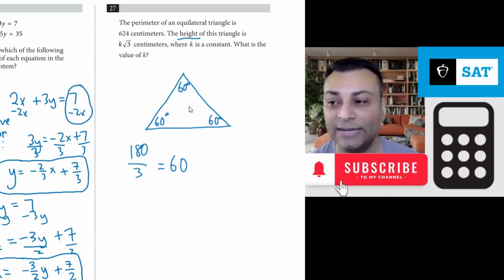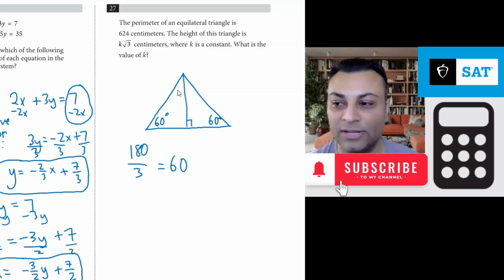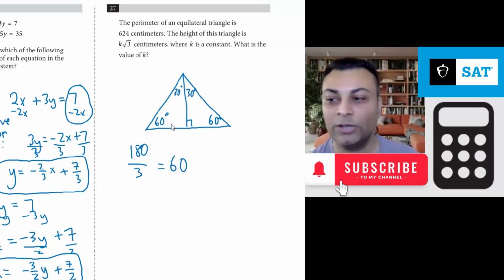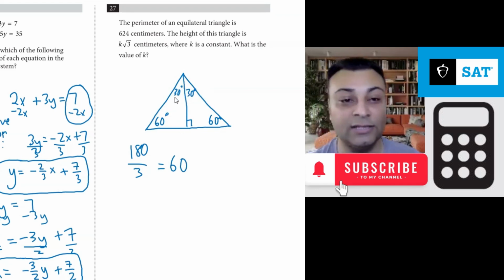So I'm going to drop a height down. I'm going to erase that real quick because I'm going to put a line right through. So here's the height of the triangle. That would bisect this angle, so now you would have 30 on this side and 30 on this side. What you have is a 30, 60, 90 triangle. You have one here and one here, so you have 30, 60, 90 triangles to deal with.